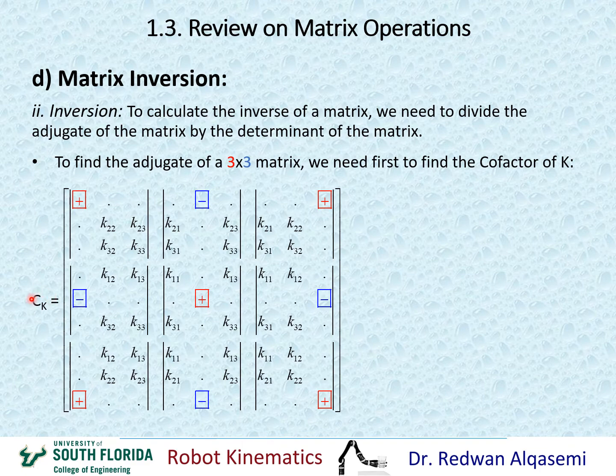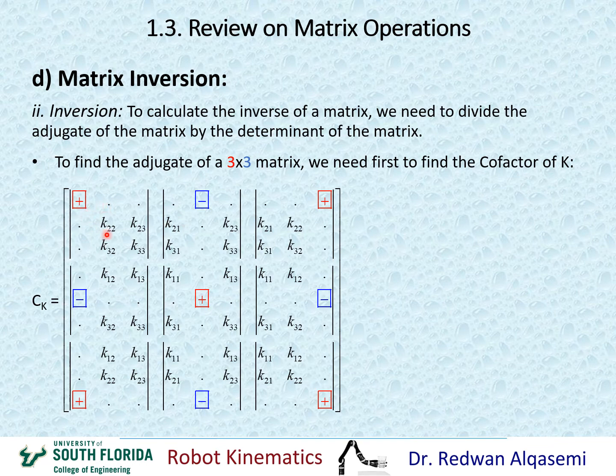I'm going to call it C sub K. I'm going to open here a square bracket matrix, and each one of these elements is a determinant of a submatrix from the original matrix. The ones that have a positive sign will be positive whenever we find the determinant, and the ones with a negative sign mean this element will be placed as a negative.